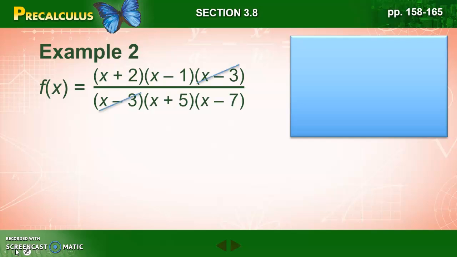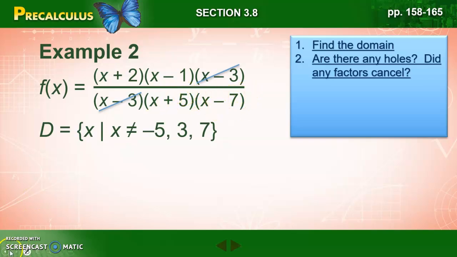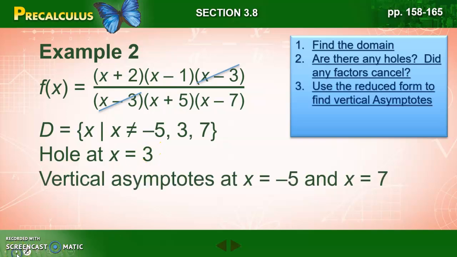We have x plus 2 times x minus 1 times x minus 3 all over x minus 3, x plus 5, and x minus 7. So in graphing these, first we need to find the domain. The denominator of a rational expression cannot equal 0. So we see that x cannot equal 3. And because this is both on the top and on the bottom, it's going to be a hole in our function. We also know that x cannot equal negative 5, nor can it equal 7. So we know we have a hole at x equals 3, and that we have asymptotes at x equals negative 5 and x equals 7. We use that reduced form to find the vertical asymptotes.